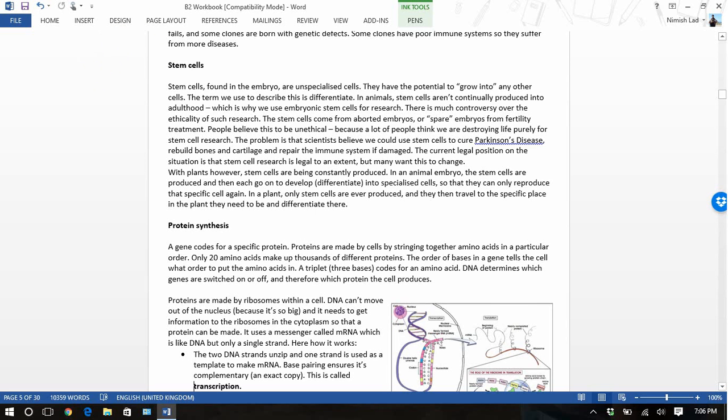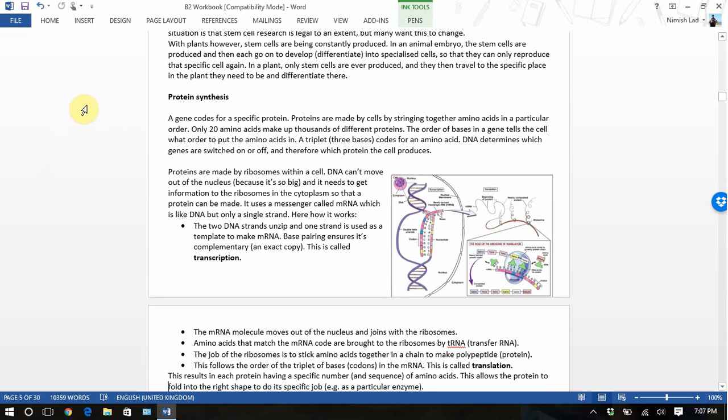With plants, however, stem cells are being constantly produced. In an animal embryo, the stem cells are often produced and then go on to develop and differentiate into specialized cells. So they can only reproduce that specific cell again. They can't become a stem cell again. When they replicate, they just replicate whatever they are now. In plants, only the stem cells are ever produced, and then they travel to specific places in the plant and they differentiate once they're there. So the mitosis actually happens on the stem cells in that one. So, big topical area, a lot of people worry about that one.